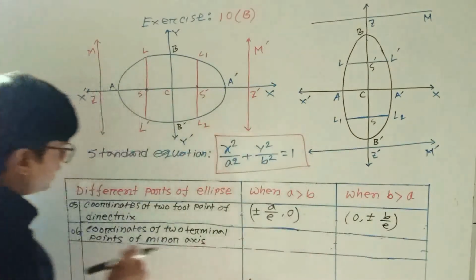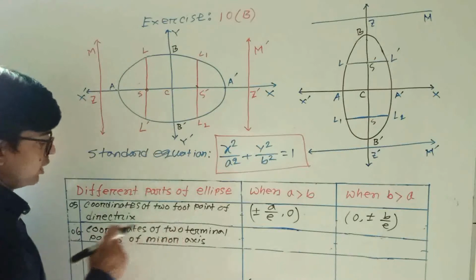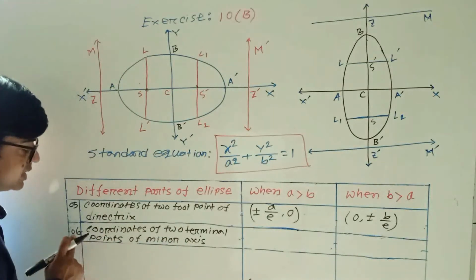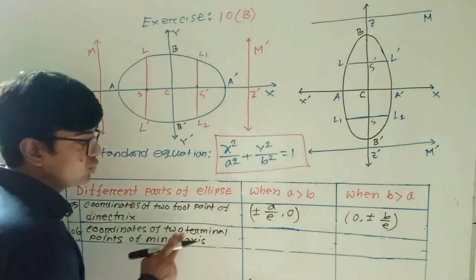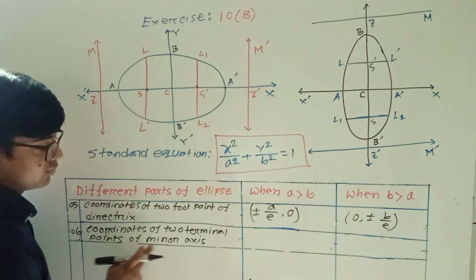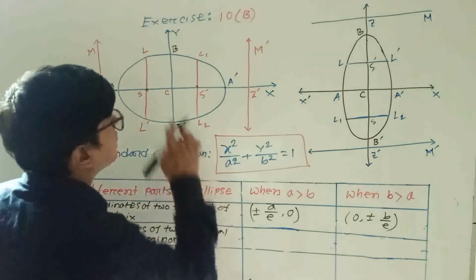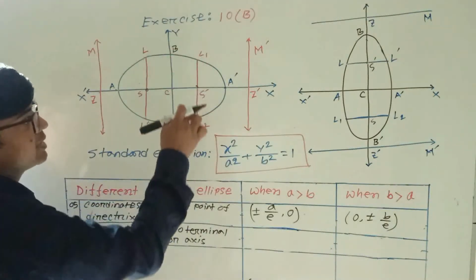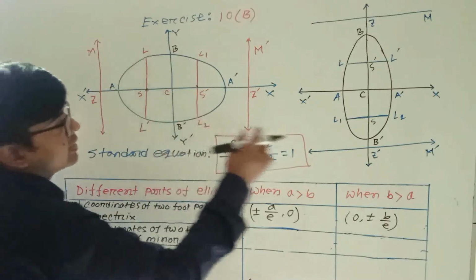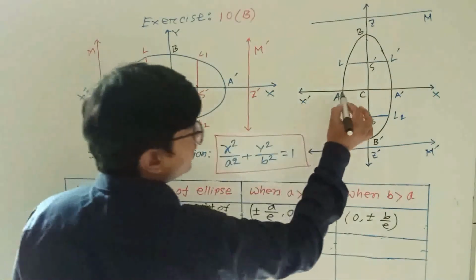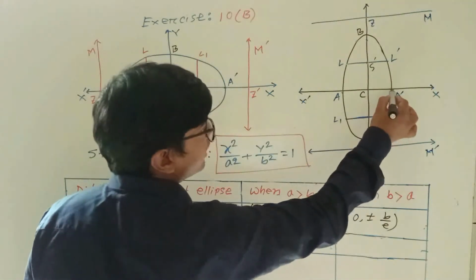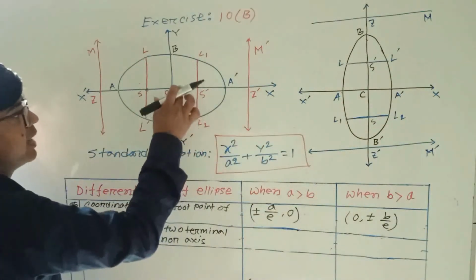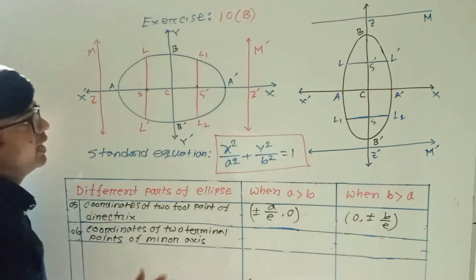This is the formula of coordinates of two foot points of directrix. And another formula is formula number 6, coordinates of two terminal points of minor axis. Look at this. Here B and B prime is the minor axis, and here A and A prime is the minor axis for this figure, and B and B prime is the minor axis for this figure.